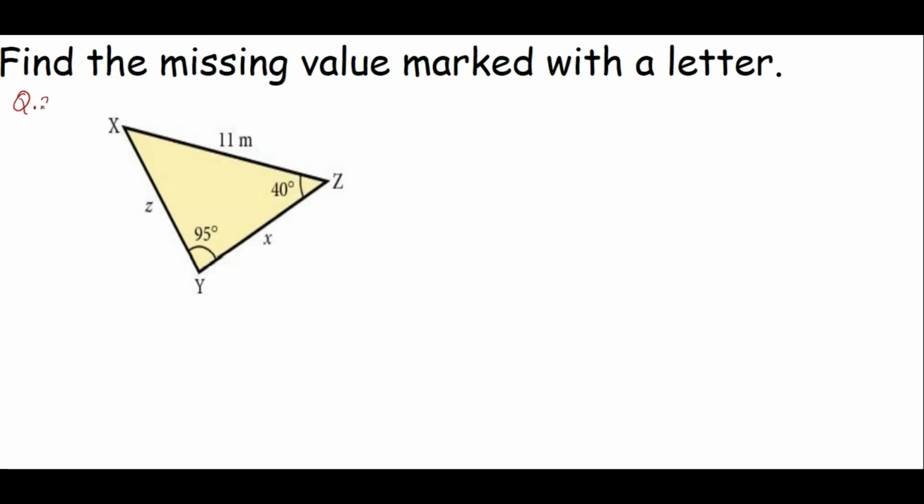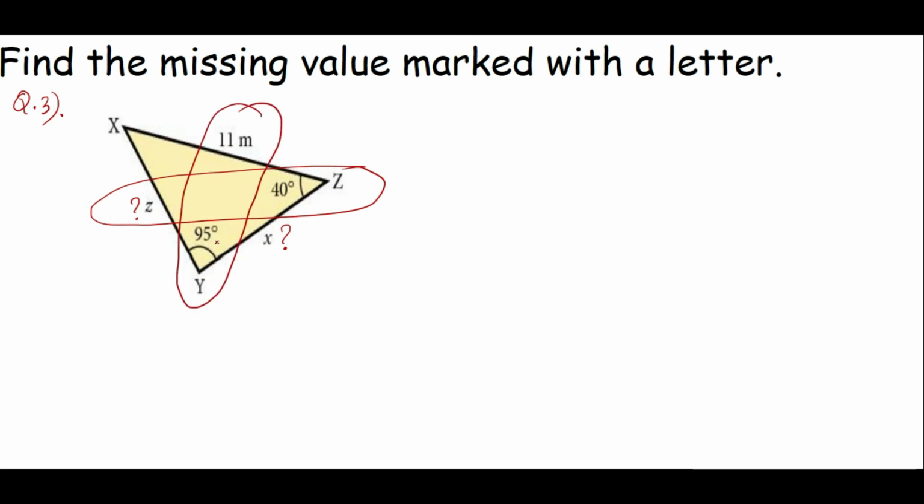Moving on to question 3. By now you have an idea of how to apply the sine rule, so you can pause the video, try solving it by yourself and then check the answer. In this question you have an unknown x and another variable z here. First I will start with z, making an angle-opposite side pair. I have 40 here and z is my unknown. I have 95 as the angle and 11 meters as the side. So 1, 2, 3 values known, so you can easily find z.